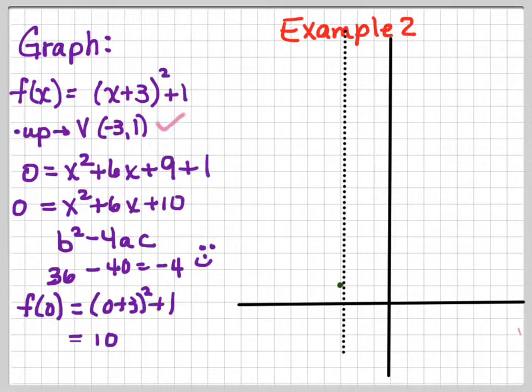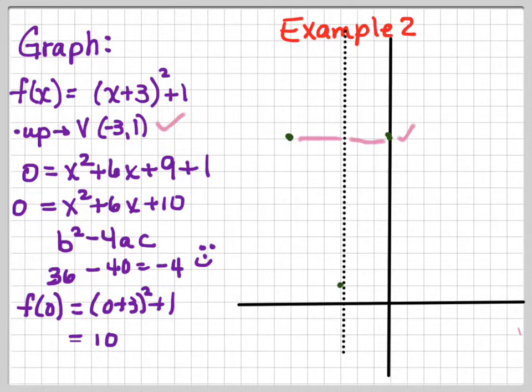Okay, so now I'm going to find out what my y-intercept is. I set x equal to 0 and I get 10. So I can plot my point 10 here, and I also know that it is the same distance on the other side, 3 over on this side, 3 over on that side, so there's my other point. Now I only have 3 points, so it's going to be hard to draw a smooth line. So I want to choose another one.